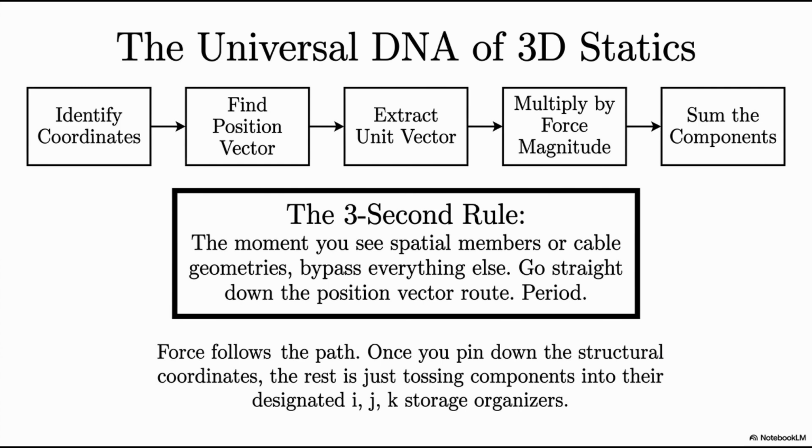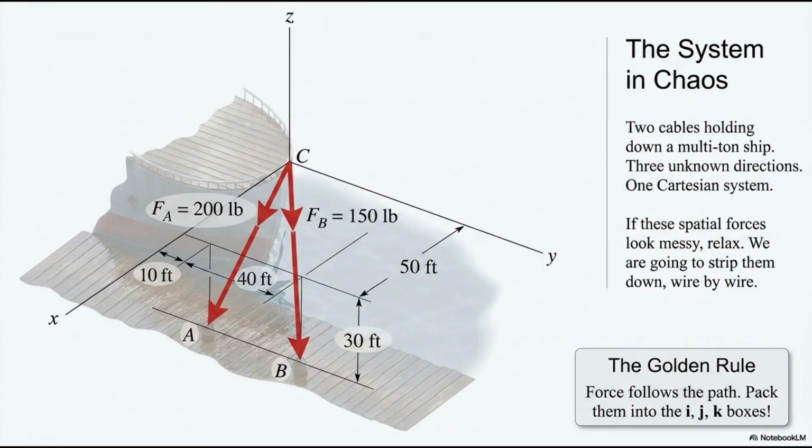But here is the catch. In 2101, you can read the coordinates right off the diagram. In 2103, you have to decompose an angle just to find the coordinates first. And that single step filters out half the class. All right, let's look at problem 2101.